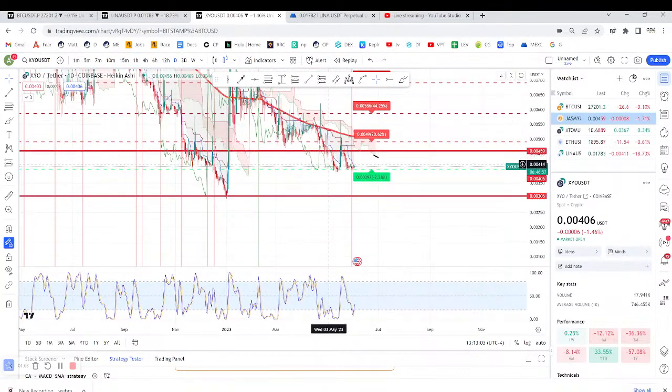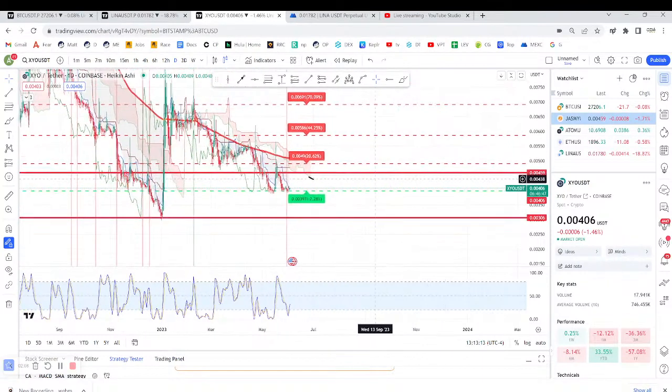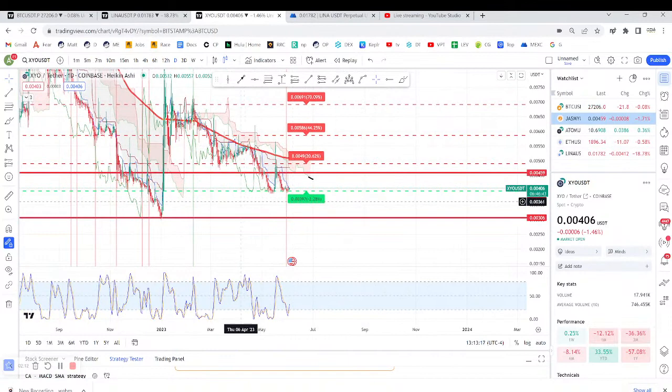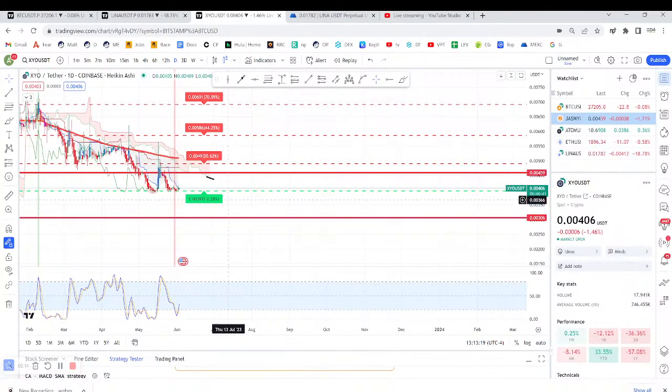To the downside, if you make a new low, I would actually look for this local low down here at 3.1 to be your next support, and that was your local low from last year in December. So that's what I'm looking at for XYO. Short term, it looks pretty bearish to me. More likely you fall to the downside than you go up, but those are your support and resistances. 5 is your resistance, and 3 is your support.